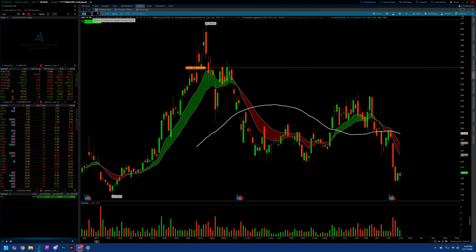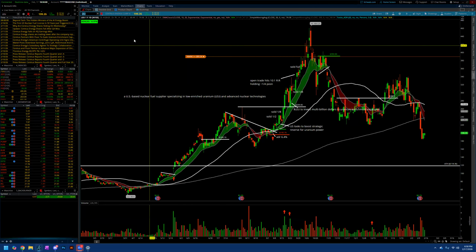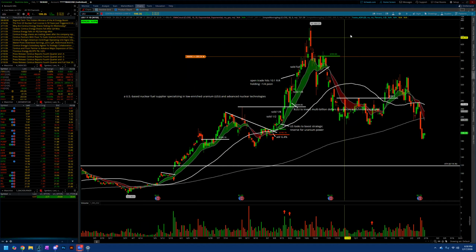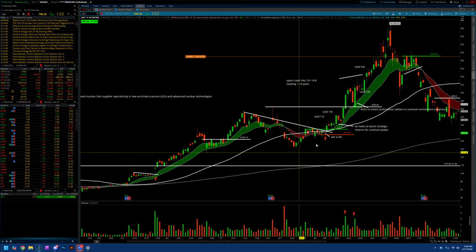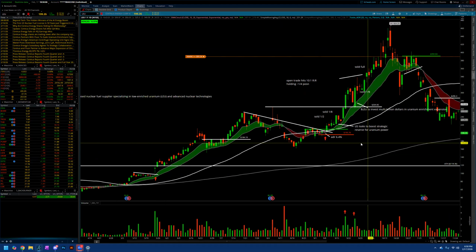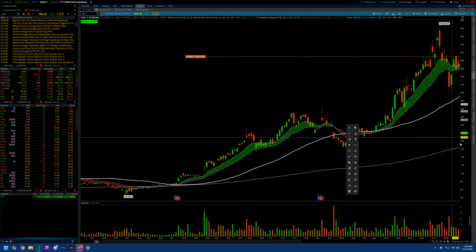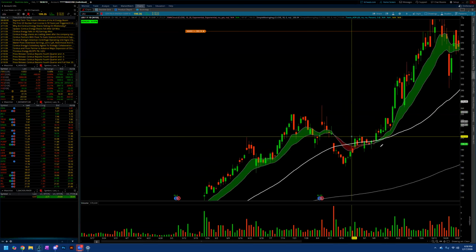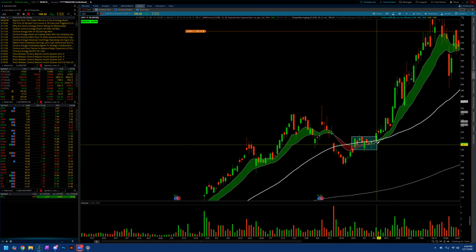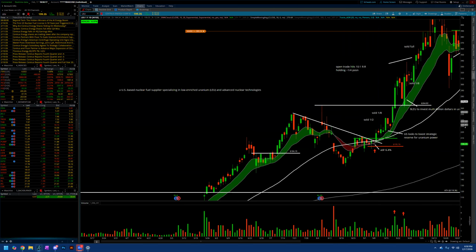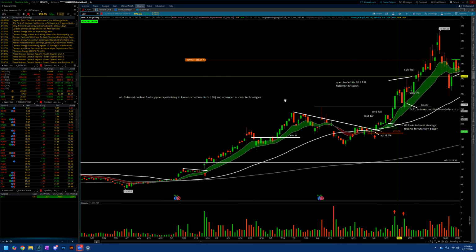A name that looks pretty similar to that is LEU, right? Same idea. This is a nuclear stock. Nuclear was super hot towards the end of last year, not so much anymore. But same story, right? Strong stock, strong sector, and had this really nice consolidation right at the moving averages. Broke out here. I got long, held it for a long time actually, and sold this one pretty early.